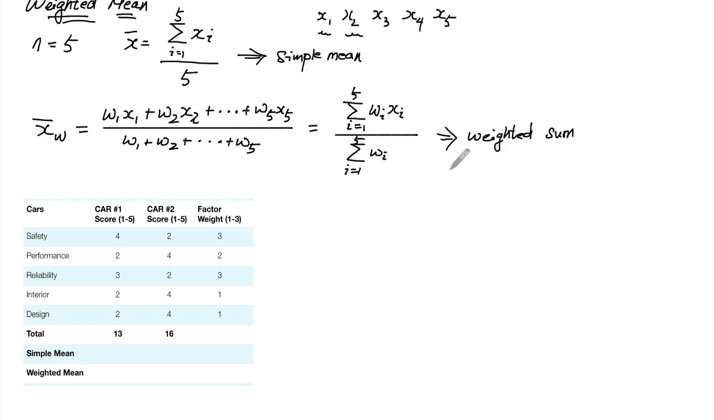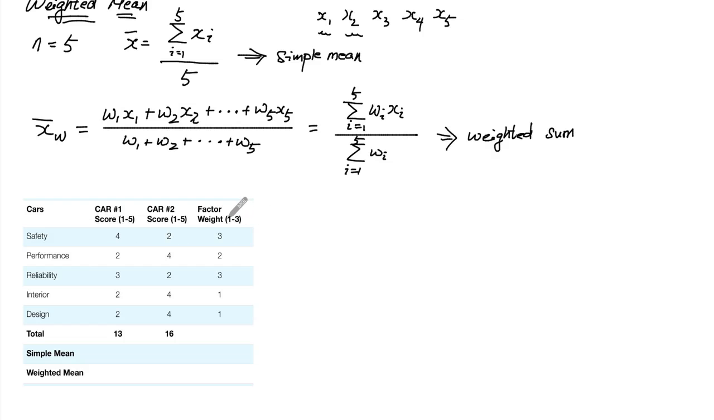So in this particular example, I have scores of 2 types of cars. We'll call them car number 1 and car number 2. And each of these cars has been scored across 5 categories, namely safety, performance, reliability, interior, and design. Each score ranges from 1 to 5. So car number 1 scored 4 on safety, while car number 2 scored 2 on safety.